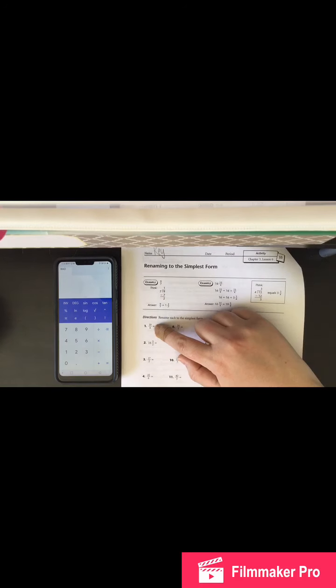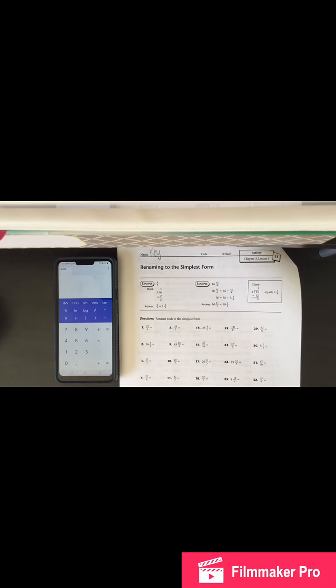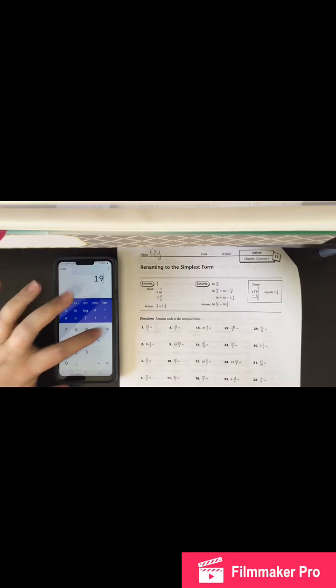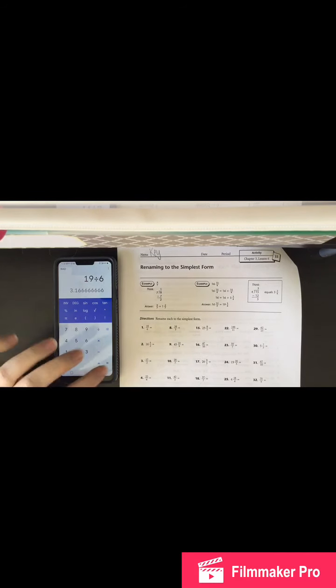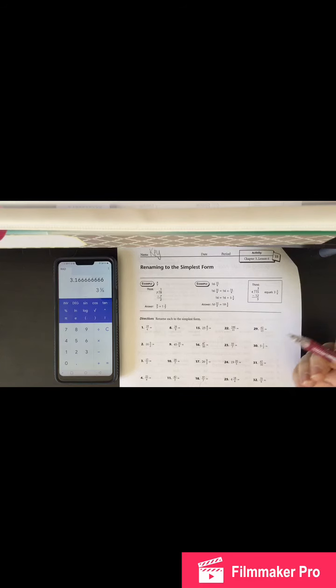So 19/6 is the same as saying 19 divided by 6. In our calculators, we're going to take 19 divided by 6, and we want to make sure that we hit the equal sign. And on my phone, I don't know how many of yours is like that, if you notice, it gives you the decimal answer as well as the fraction answer. Because we're doing simplest form, we want to make sure we're putting it in fraction form.